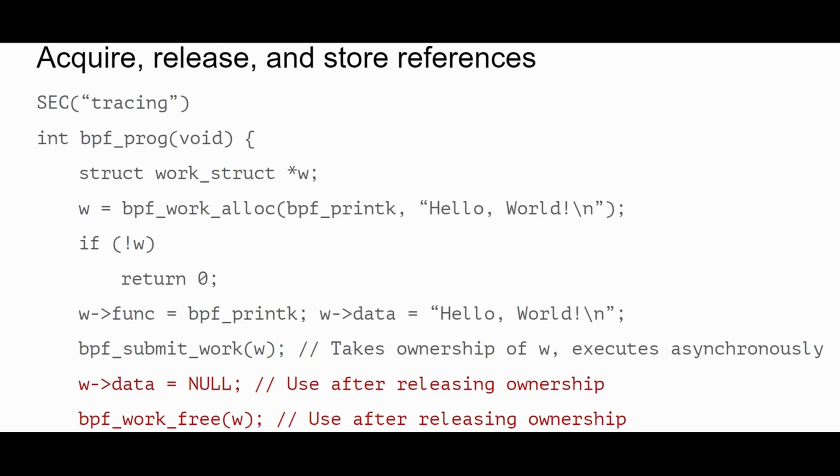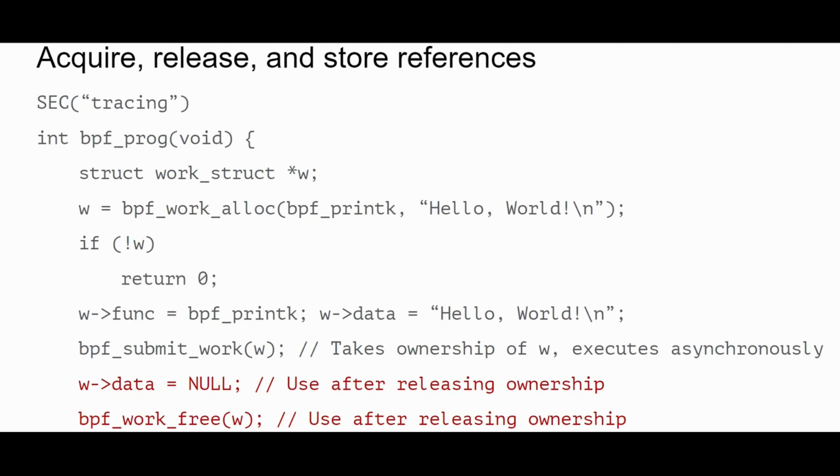It's similar to having static lifetime in Rust, or like having raw data in C++. So the verifier knows that this comes from a map which is bound to this program. So it will allow it to be passed to this BPF work alloc, even if it executes asynchronously. It can reason about the lifetimes of the data that you pass to this function. That is also tracked inside the verifier, and it allows you to do that. And when we allocate it, we set the function to BPF print k and the data to hello world.